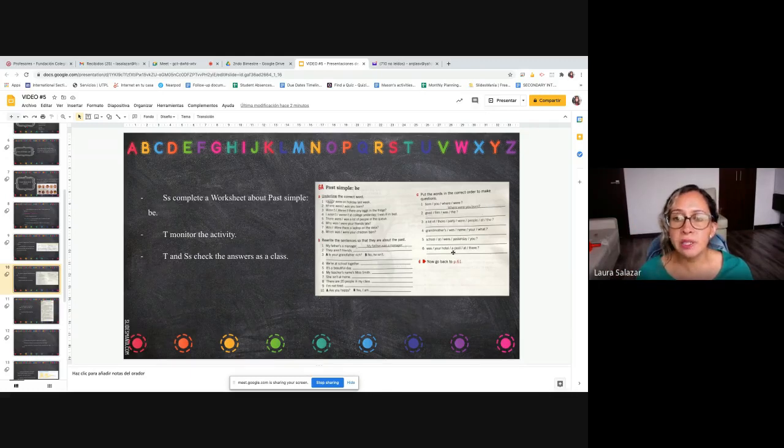And they need to complete these questions. Teacher will monitor the activity while they are doing it. And teacher and students check the answers as a class when they finish.